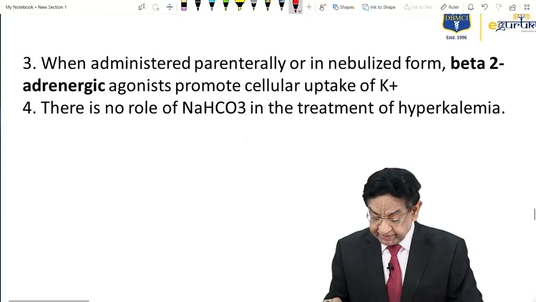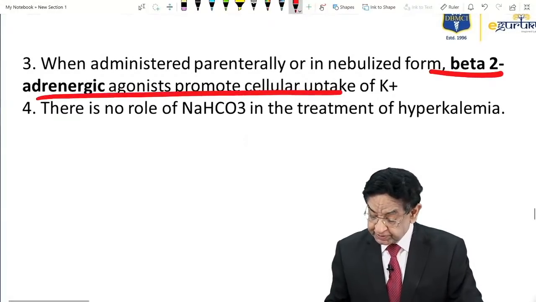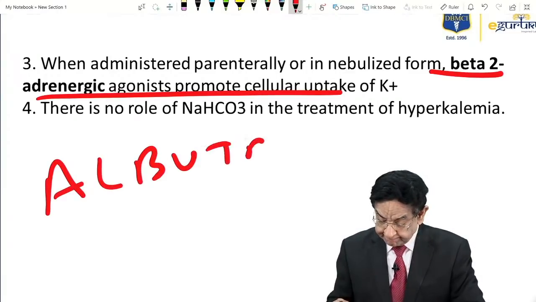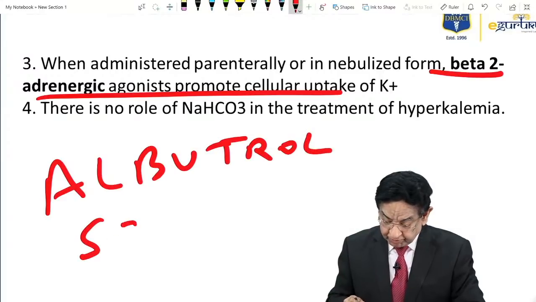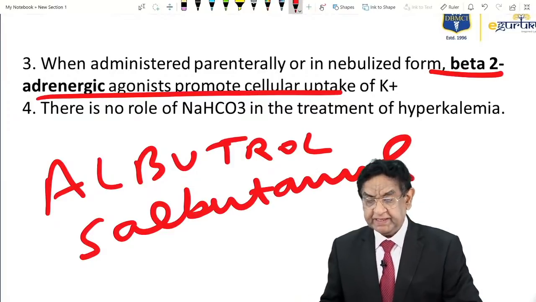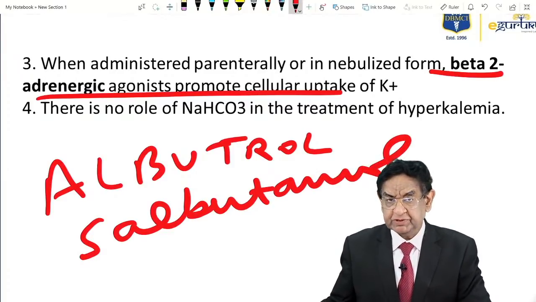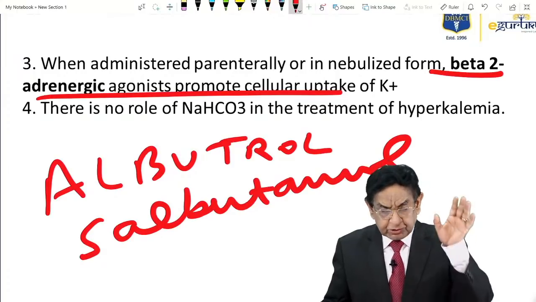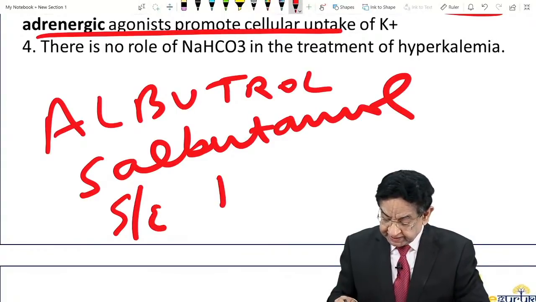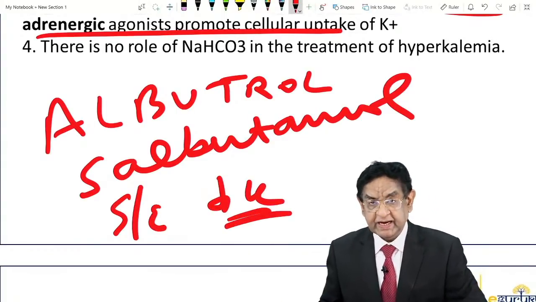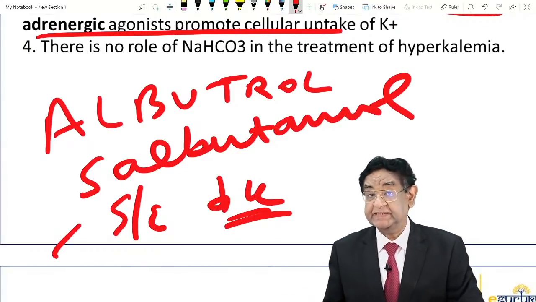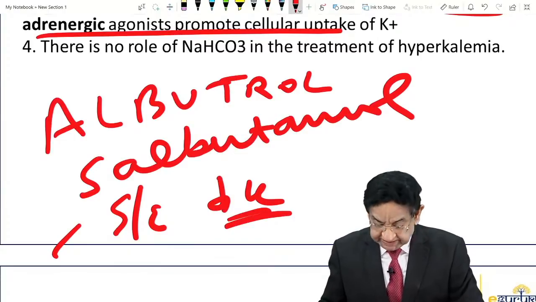Other thing that we can give is beta 2 agonist like albuterol or salbutamol. They are the beta 2 agonists. They cause entry of potassium into the cell, right? And of course, if they are used excessively, as a side effect they can lead to hypokalemia. And when the hypokalemia occurs, then patients start having tremors. This is the main side effect. This is the basic mechanism why tremor occurs with these drugs.